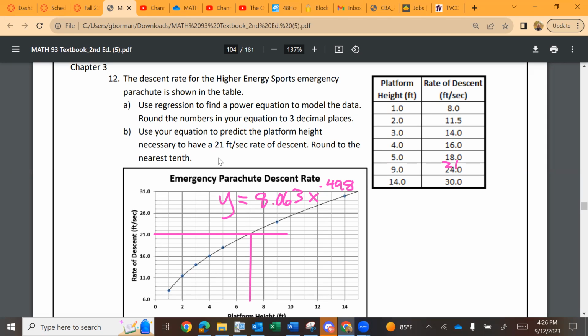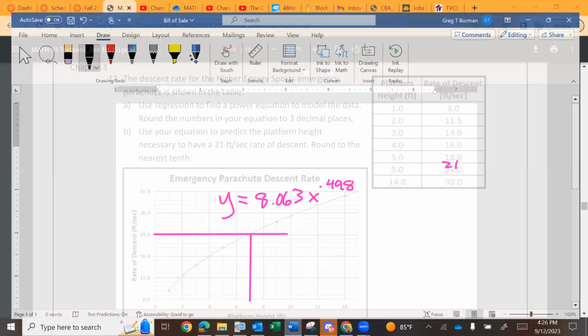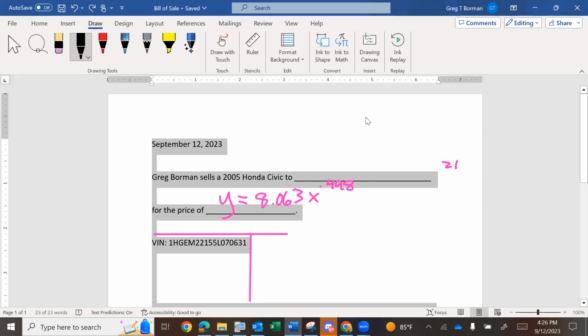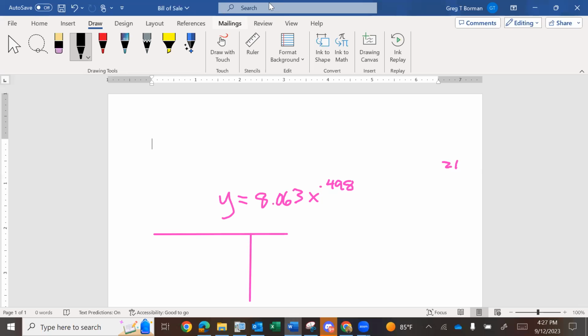Okay. So 21 is a y value. So now let's go to here, get a little room to work.